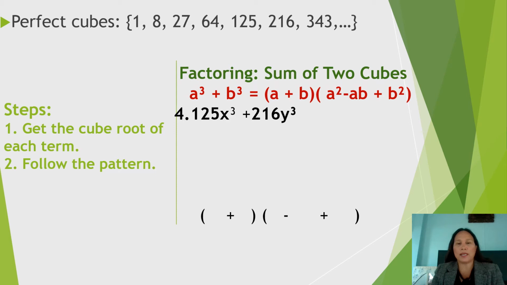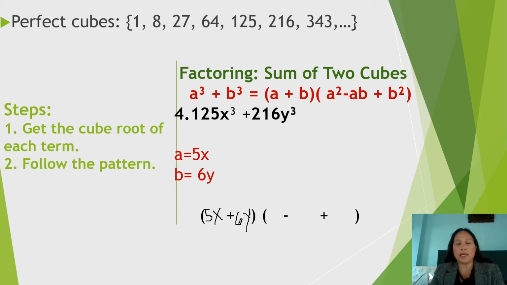Okay, let's have another one now here. We have 125x cubed plus 216y cubed. So napansin nyo, naka-ready na yung mga parenthesis ko dito at yung mga sign nila. Plus dito, so yung middle natin na sign ay minus. Ngayon, what is the cube root of 125x cubed? That is 5x. And what is the cube root of 216y cubed? That is 6y. So ilalagay na natin ngayon dito. So ngayon, ano yung magiging value natin dito? This is 5x. And this is 6y.